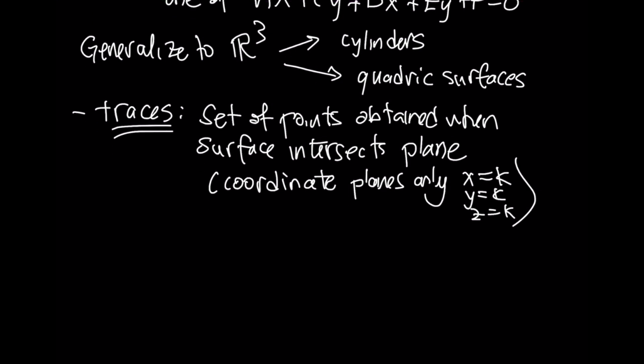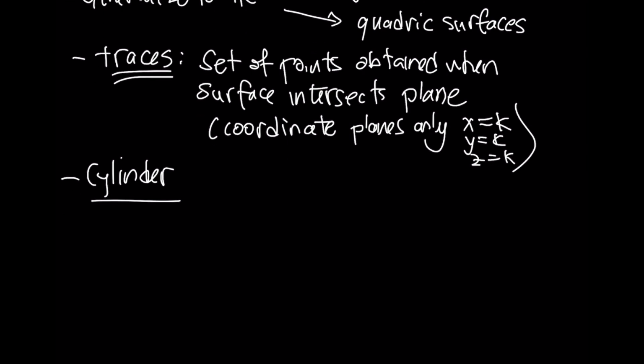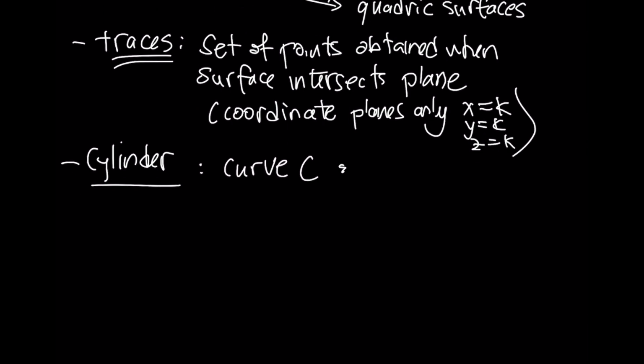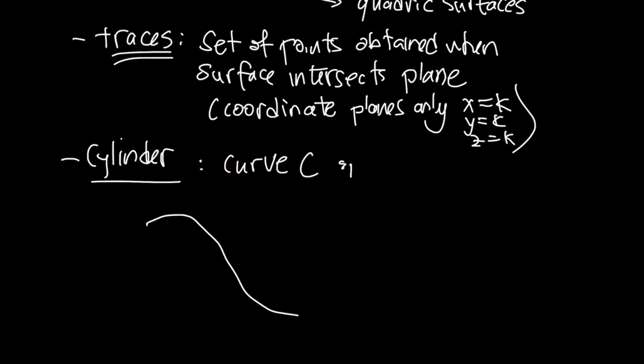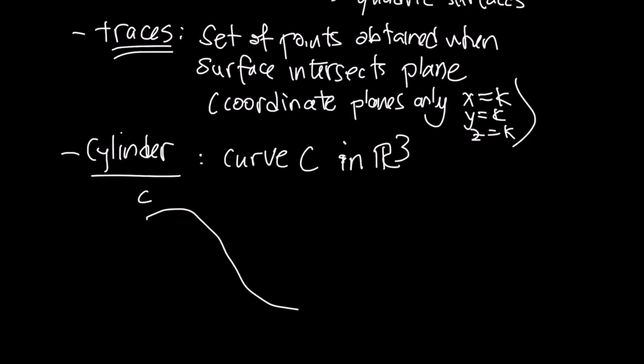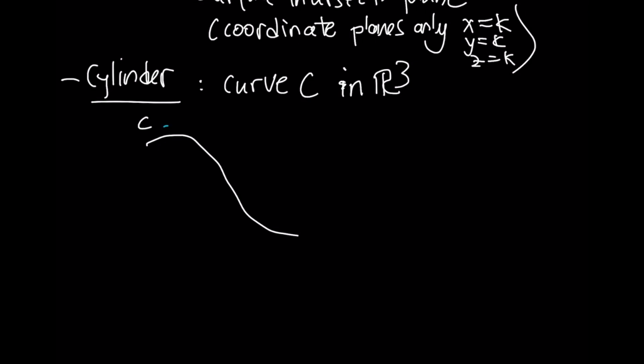So the first type of surface we are going to talk about is what's called a cylinder. So if I talk about a certain curve, this curve lives in R3. If I were to take this curve, I'm going to say that it's captured in some plane.